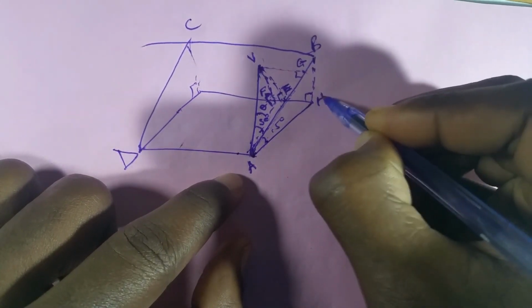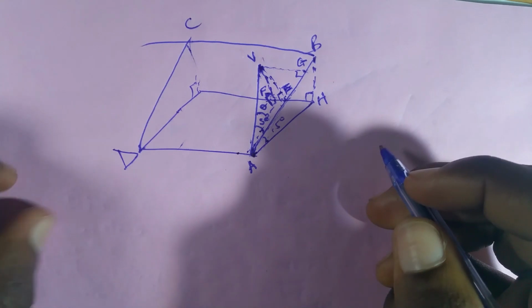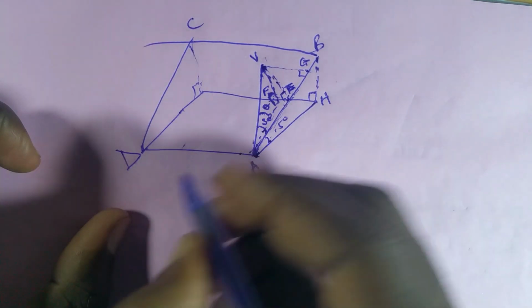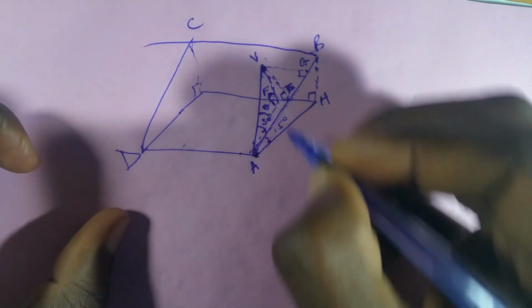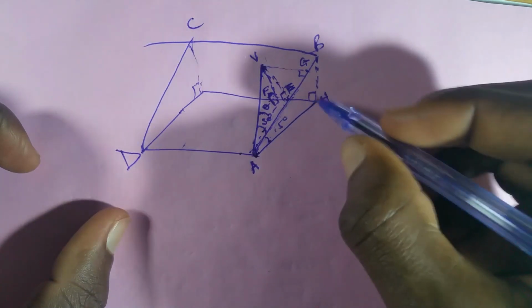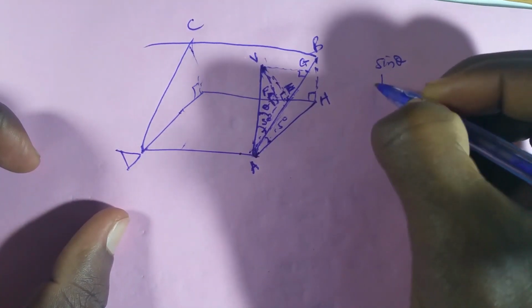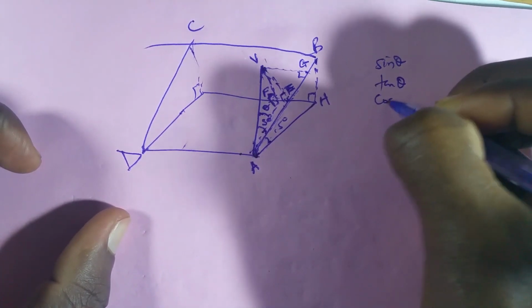Then we can put here H. Letters don't matter so much. So now they want us to find this angle theta. With that angle theta, we can use it by getting sine theta or tan theta or cos of theta.